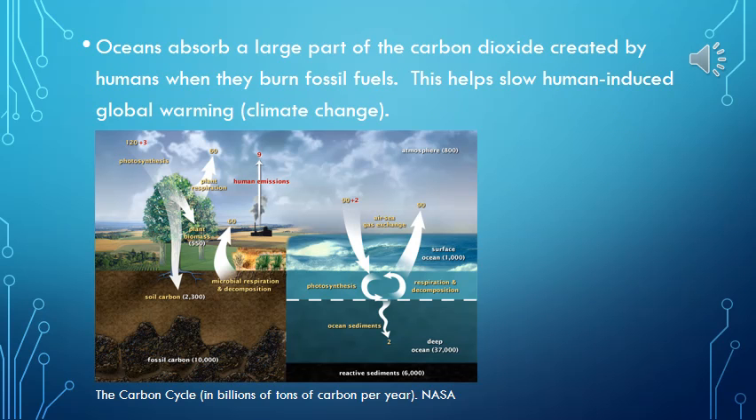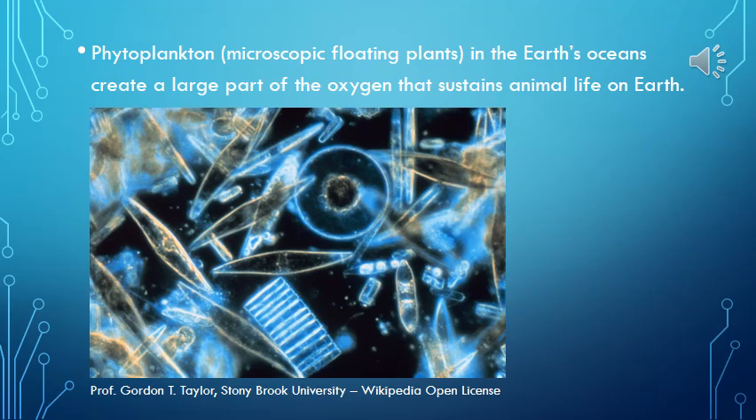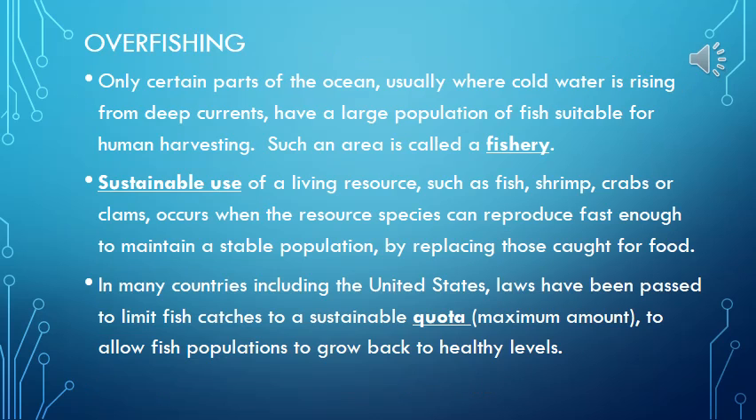Oceans absorb a large part of the carbon dioxide created by humans when they burn fossil fuels. This helps slow human-induced global warming or climate change. This diagram shows the carbon cycle in billions of tons of carbon per year. Phytoplankton, microscopic floating plants, in the Earth's oceans create a large part of the oxygen that sustains animal life on Earth.